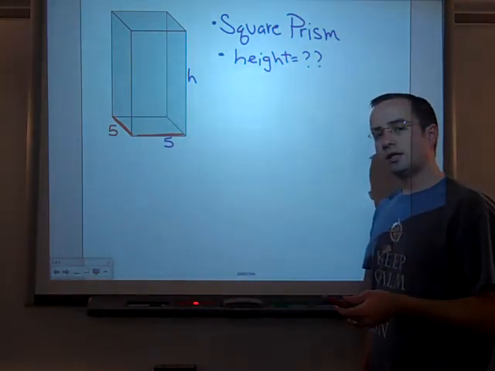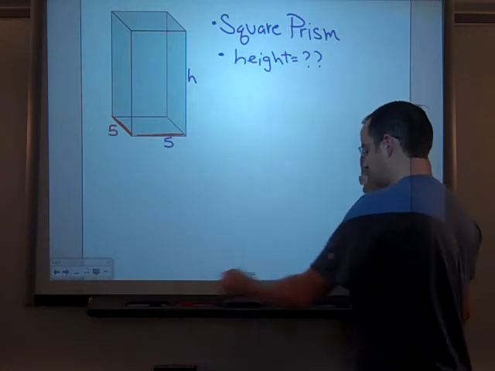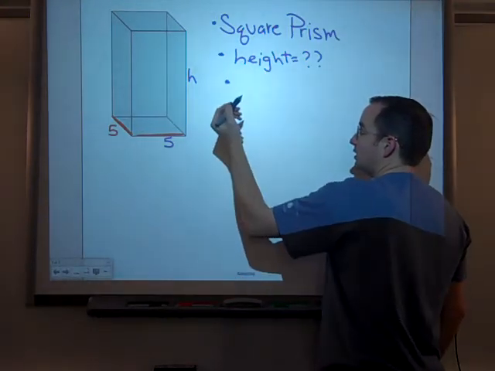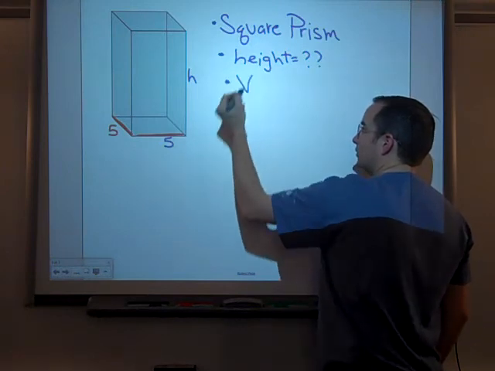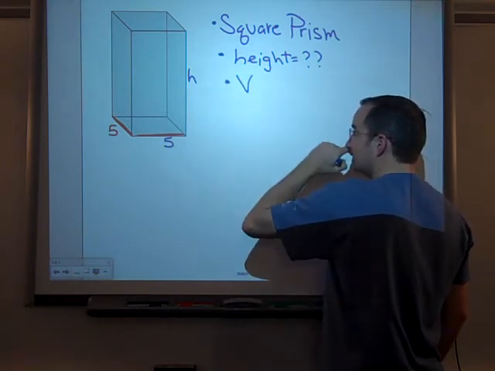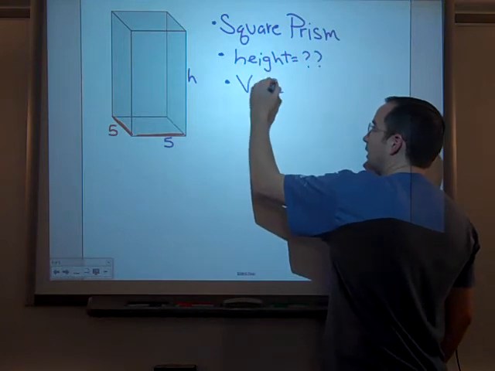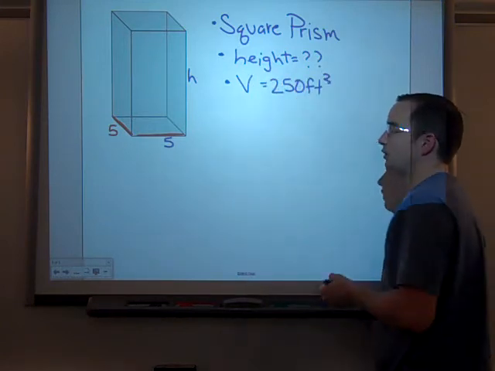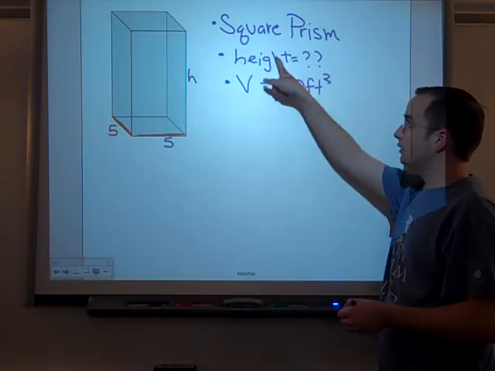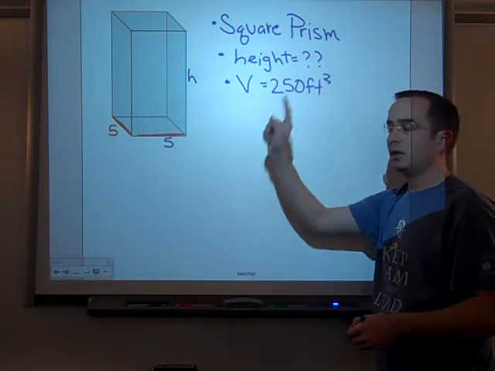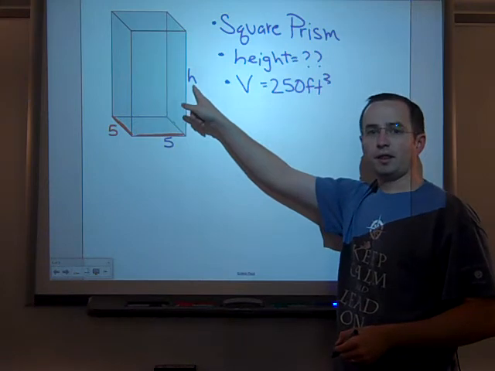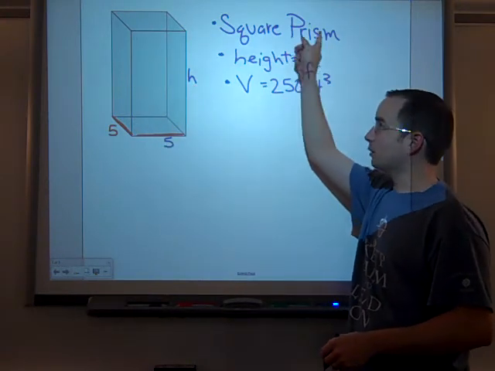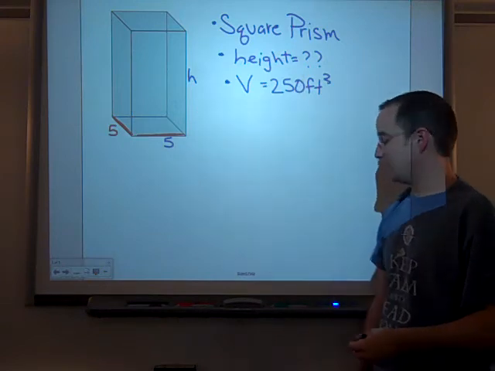But there's one other thing that they have to give you out of the word problem. They have to give you a volume. So let's say the volume equals 250. And we'll call it feet again, just cubed. 250 cubic feet. So they will give you these 3 things out of a word problem if they want you to find the height. We had to know that this side was 5, based on square prism. Now we can find the height.